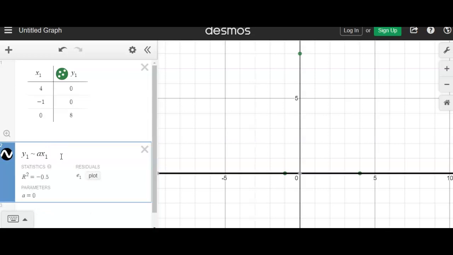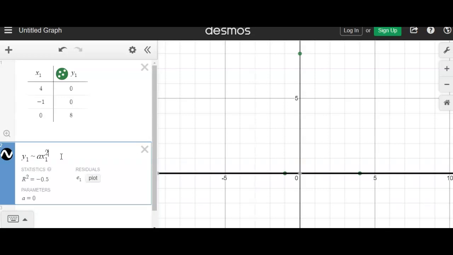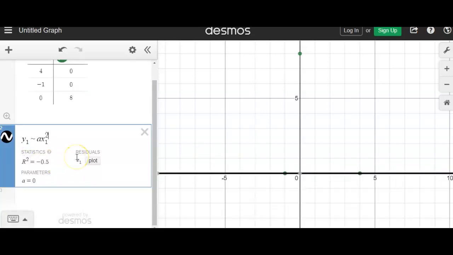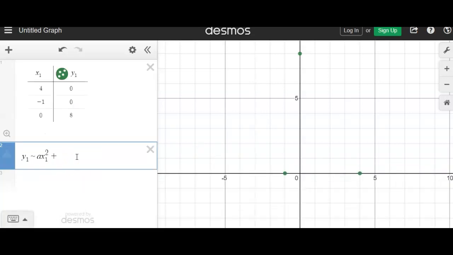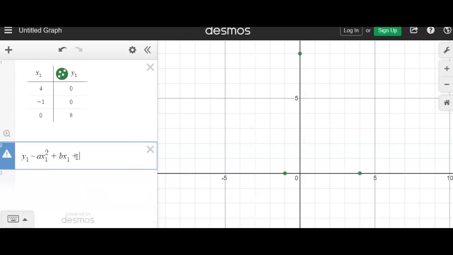a x1 raised to the second power. I use the Shift 6 key on my keyboard to raise it to a second power. I believe you can also find a second power in these symbols down here. Plus b x1 plus c.